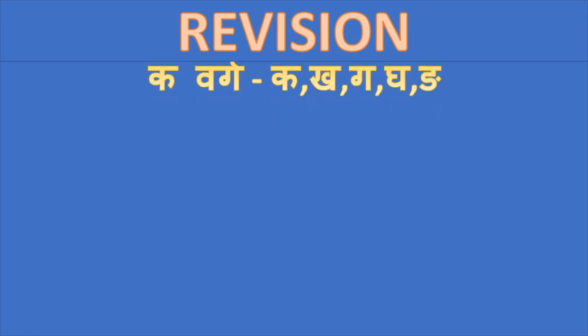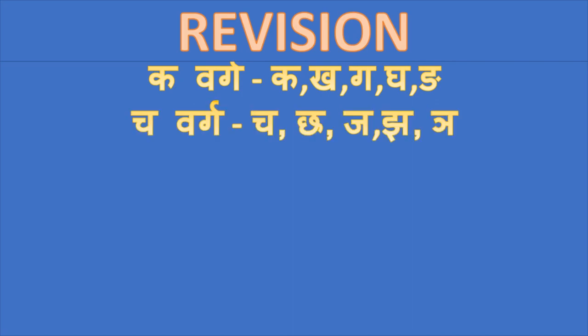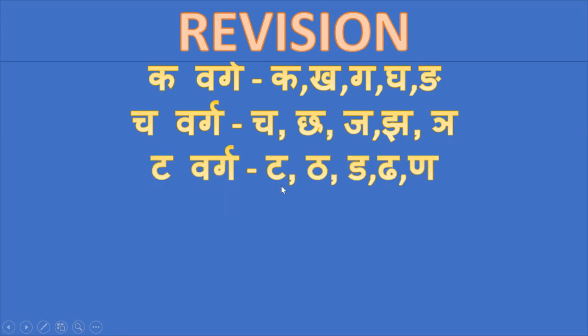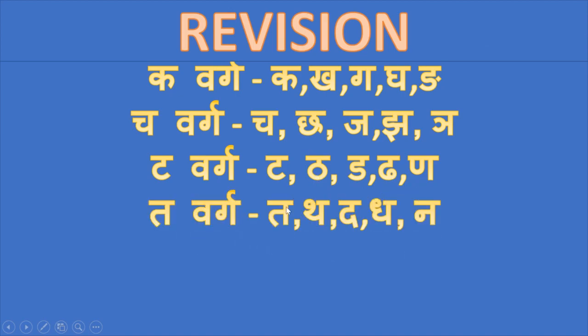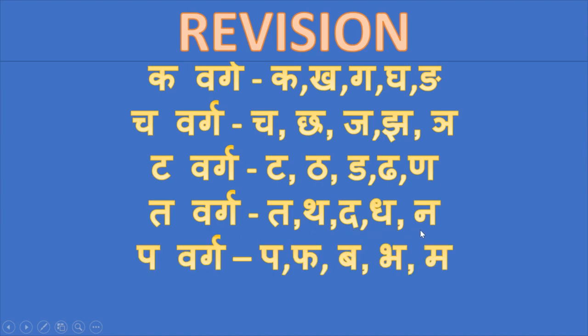So let's do revision first of whatever we have learnt. K varg: K, K, G, G, Ng. Ch varg: Ch, Ch, J, J, Nya. T varg: T, Th, D, Dh, N. T varg: T, Th, D, Dh, N. P varg: P, F, B, Bh, M. And then Y, R, L, V. Still, this we have learnt in vyanjan.